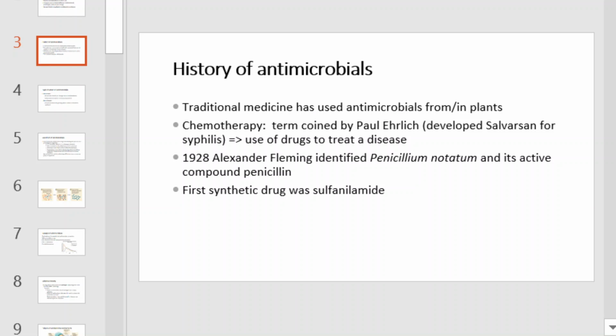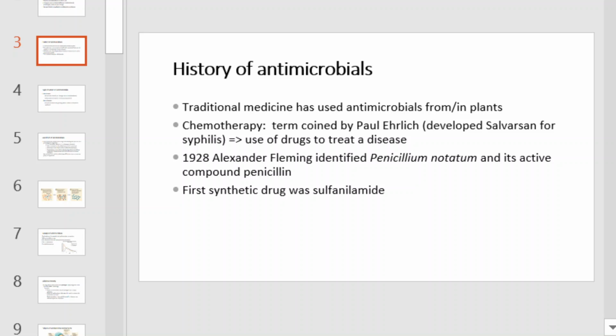We begin with a brief history of antimicrobials. Traditionally, antimicrobials are derivatives found in plants. They have been used for decades. Early antimicrobial use began with the idea of chemotherapy as developed by Paul Ehrlich and later Salvarsan for syphilis.